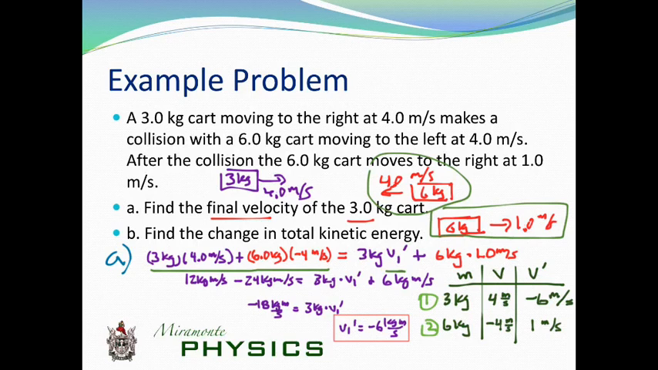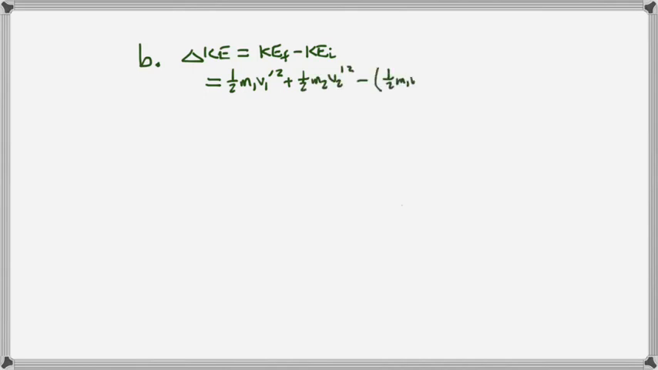Find the change in the total kinetic energy. This is just tedious, but it's not hard. You just have to be really careful with your accounting. So here we go, this is part B. I want to find the change in kinetic energy, which remember is kinetic energy final minus kinetic energy initial. So 1/2 m v1 prime squared plus 1/2 m v2 prime squared, because that's the final kinetic energy, minus 1/2 m v1 squared plus 1/2 m v2 squared, which represents the initial kinetic energy.